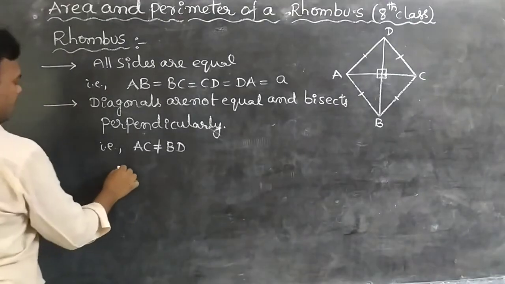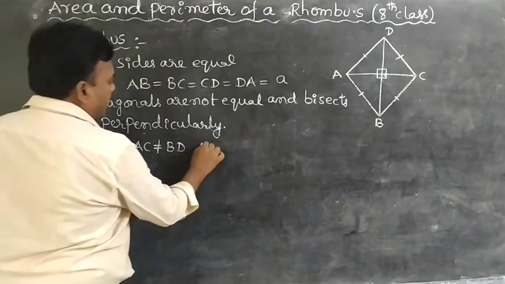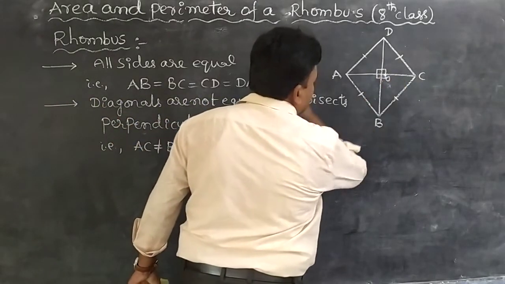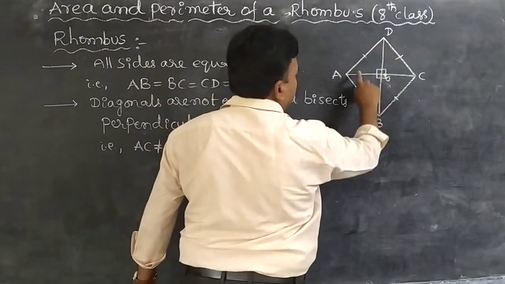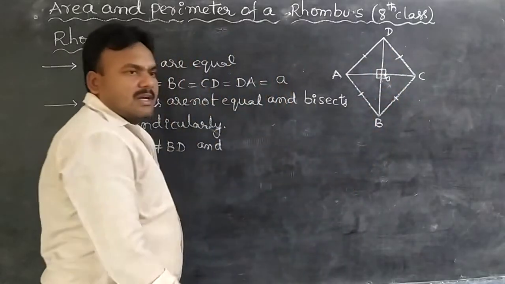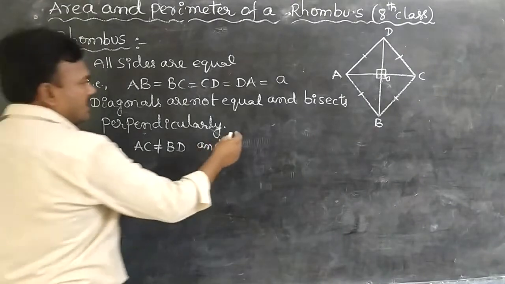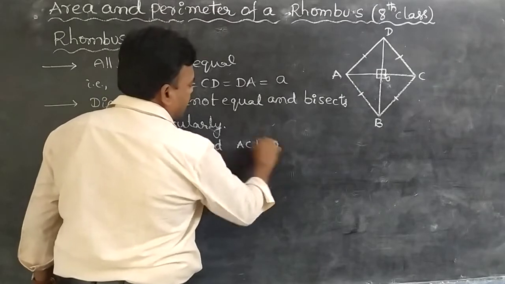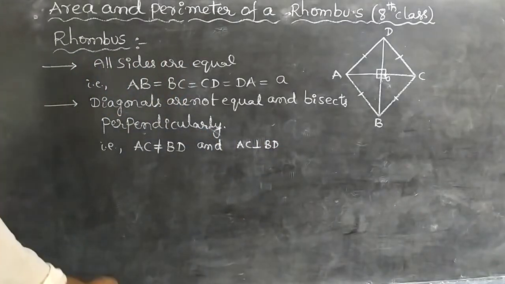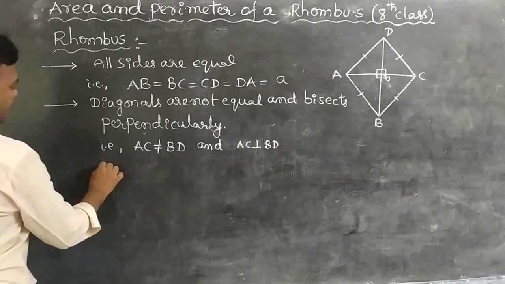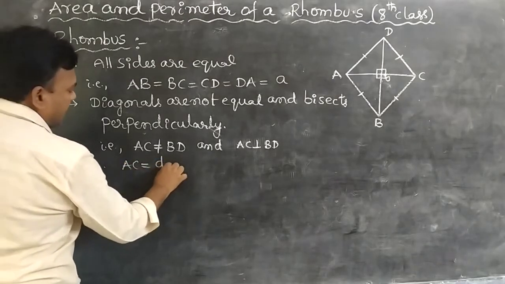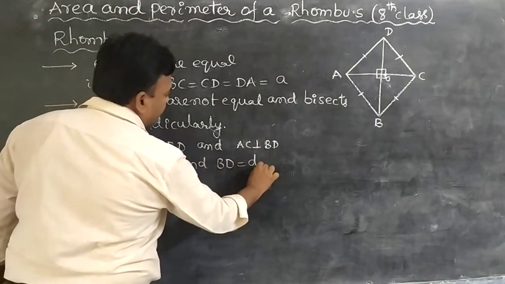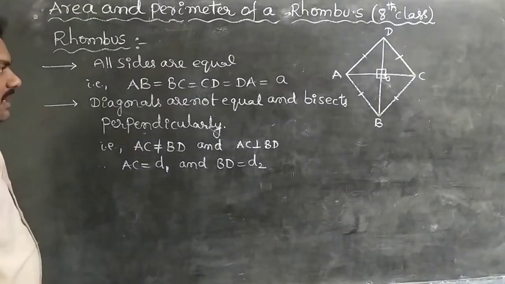AC is not equal to BD, and observe, students, both bisect at O. Angle AOD is 90, COD 90, AOB and also BOC are 90 degrees. That implies AC is perpendicular to BD. AC equal to D1 and BD equal to D2, the lengths of the diagonals. Okay, friends.